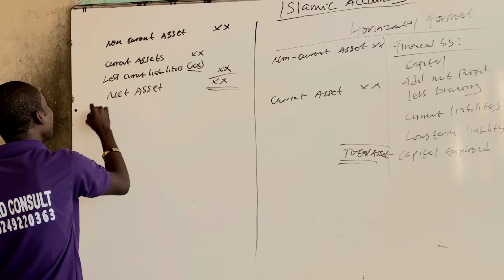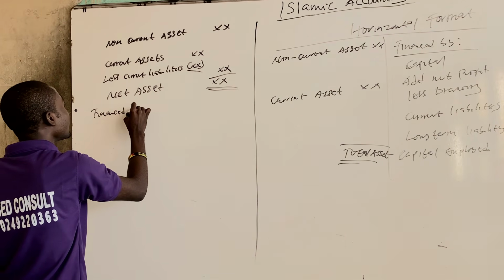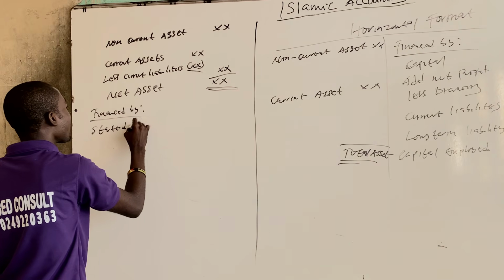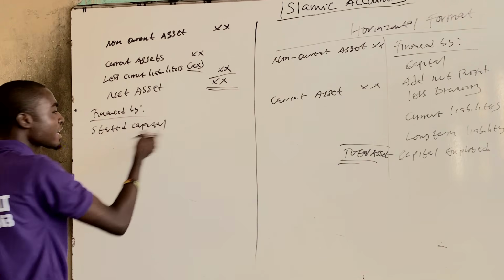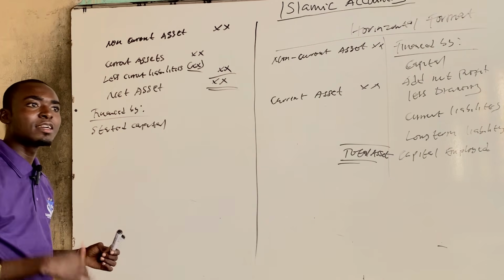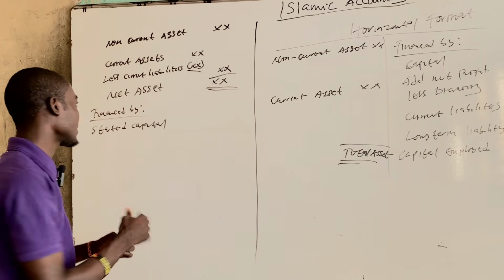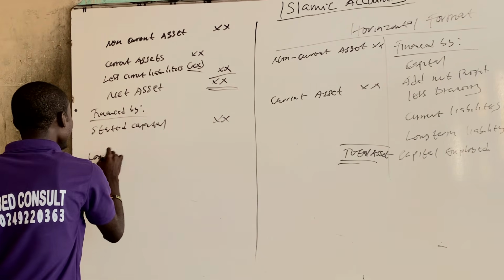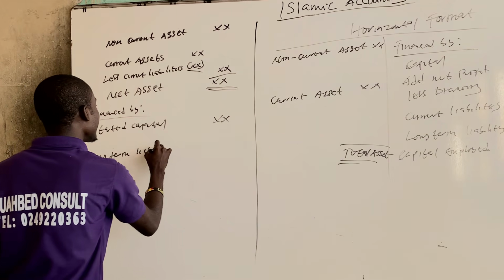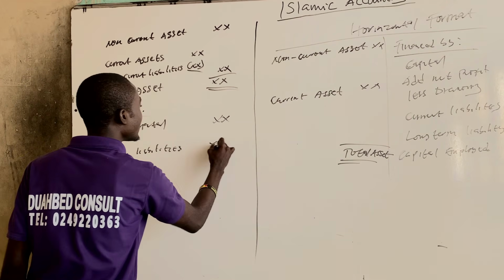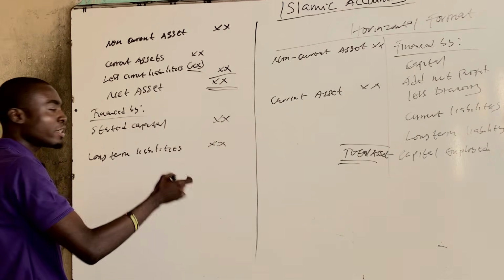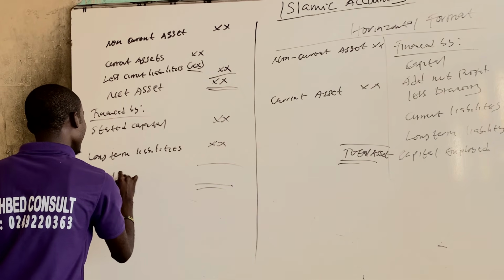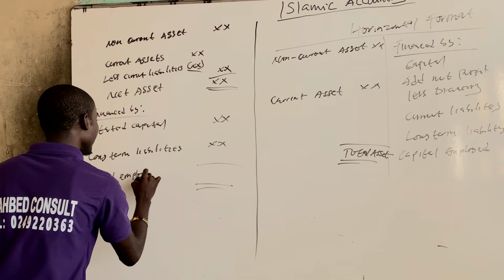After that, you proceed with the financed by aspect. And then you record the stated capital. So the stated capital is made up of your capital, reserve, and then the net profit. And then you record the long-term liability. So stated capital plus long-term liabilities will also give you the capital employed.